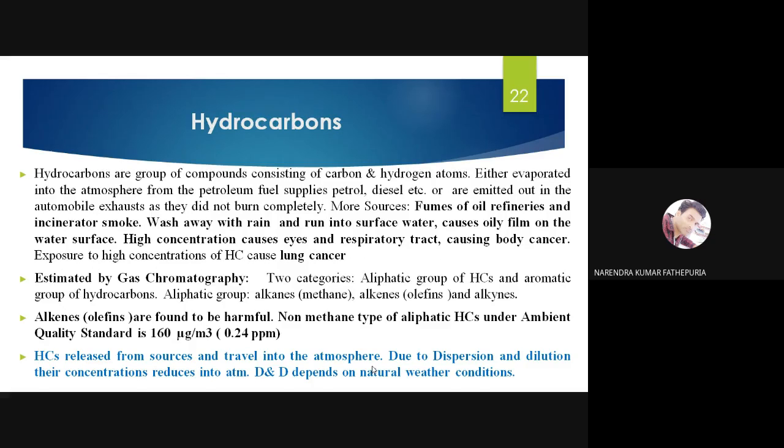Now hydrocarbons. These are the unburned fuel actually, while the fossil fuel based emissions, liquid petroleum, gasoline, petrol, diesel, kerosene, and various complex chains of hydrocarbons, and the coal also. So it's a group of compounds consisting of carbon and hydrogen atoms, either evaporated in the atmosphere from the petroleum fuel supplies, petrol, diesel, etc., or are emitted out in the automobile exhaust, as they did not burn completely.